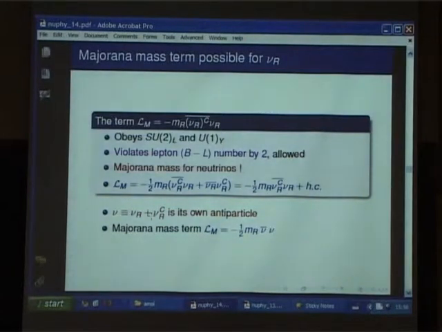ν_R is not its own antiparticle. If I take ν_R charge conjugate, I get a left-handed object. So that can't be the antiparticle, that can't be the same as ν. It's only ν_R plus ν_R^c that is the antiparticle of ν.